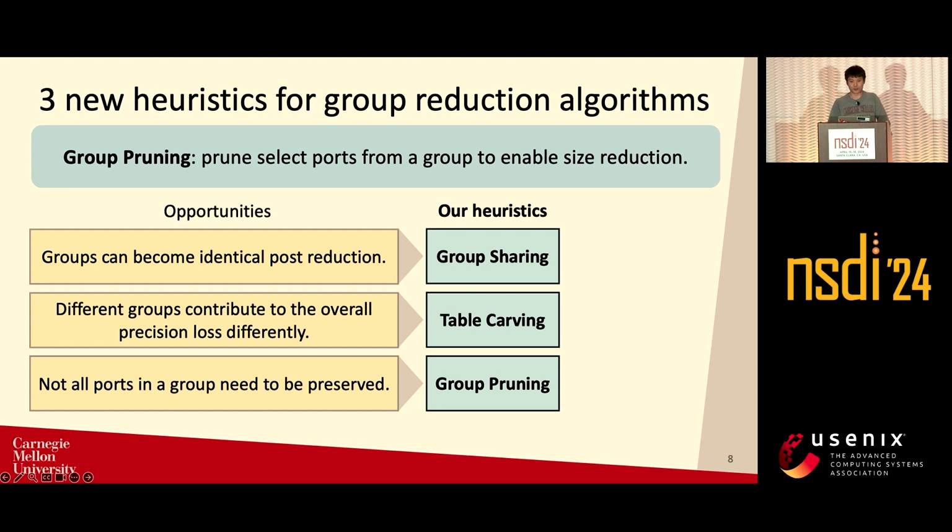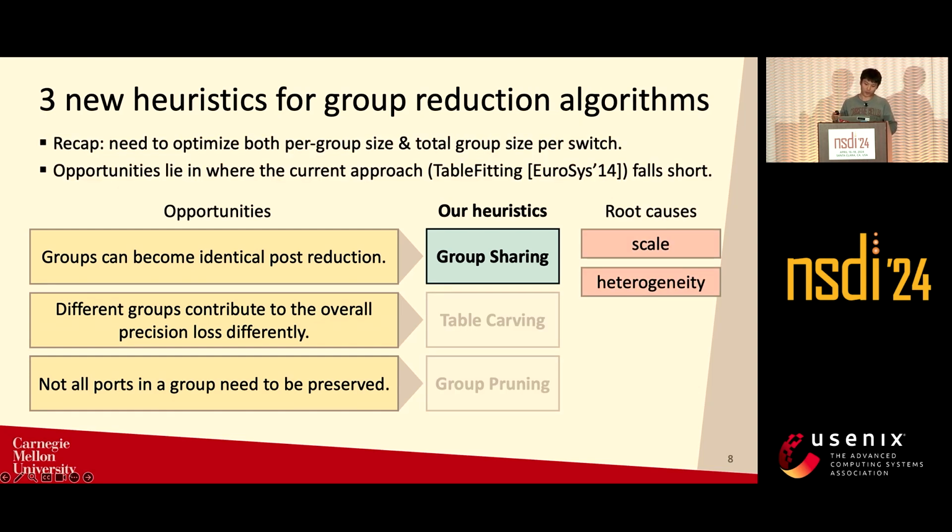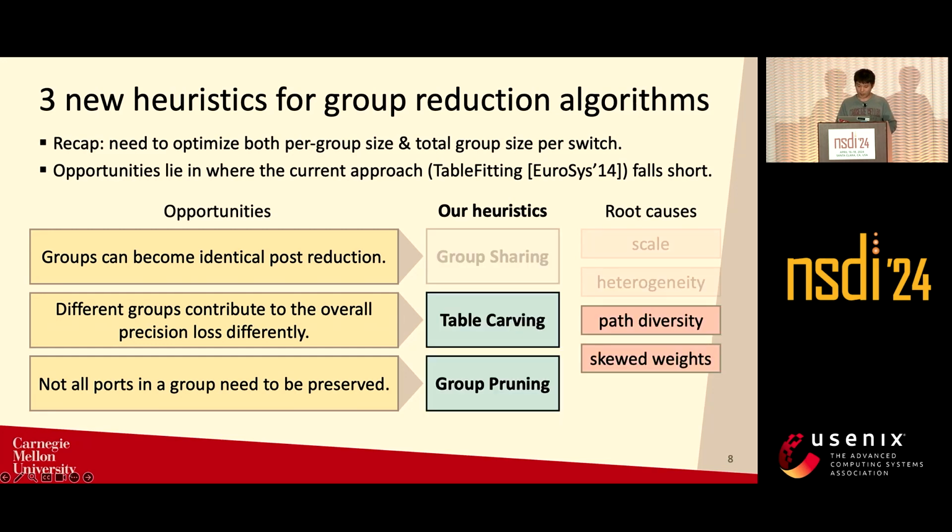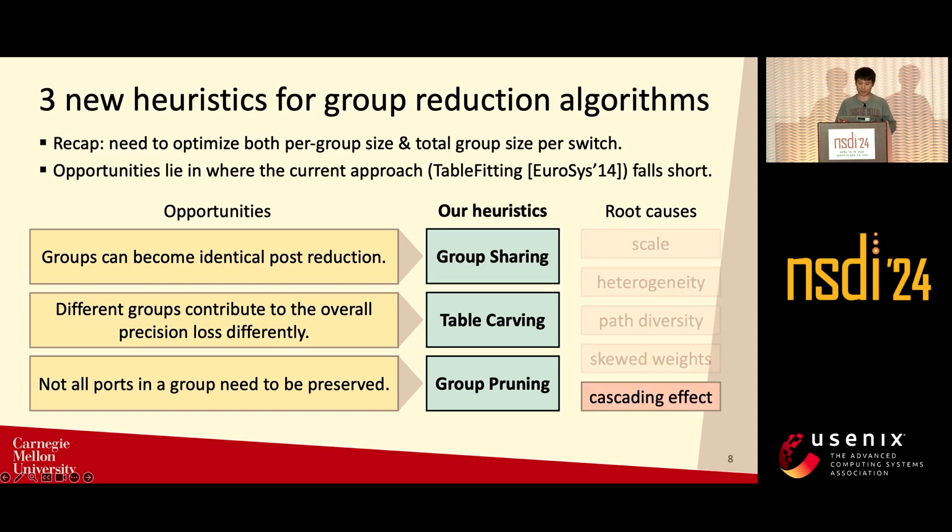When necessary, table pruning will give up on the port preservation property and prune select ports from the group to further reduce the group size. So group sharing would mitigate the scale and heterogeneity challenges by making efficient use of the available space. Table carving and table pruning both will address the path diversity and skew weights challenges by limiting the impact of individual groups. And all these three heuristics combined will address the cascading effect by minimizing the per tier precision loss.